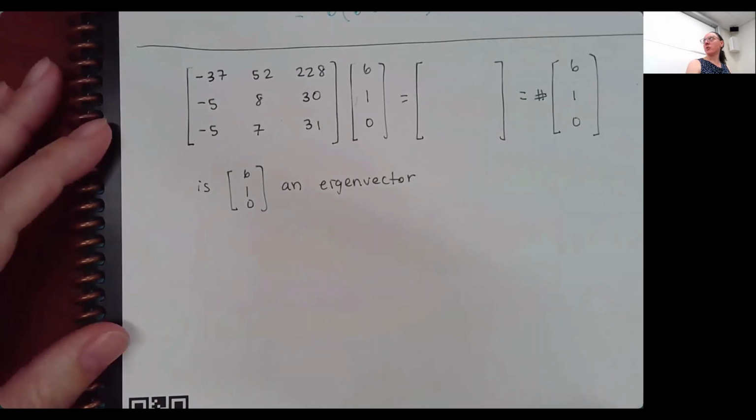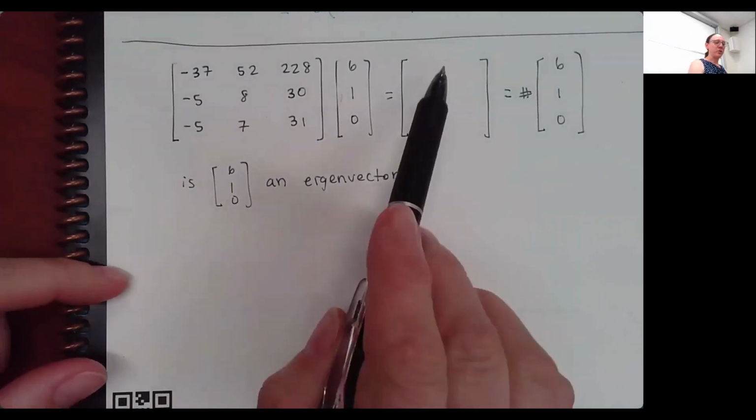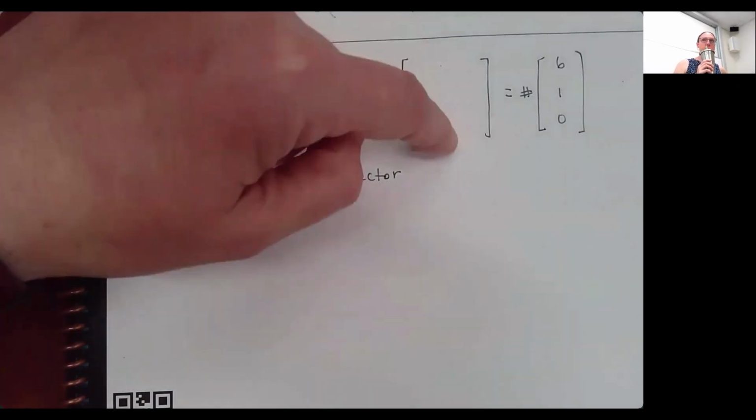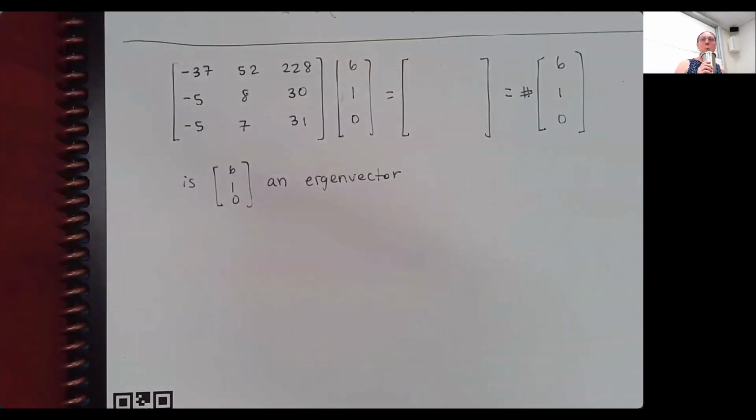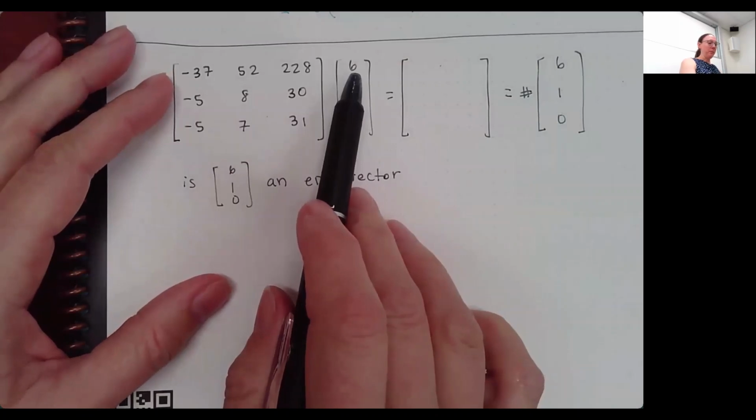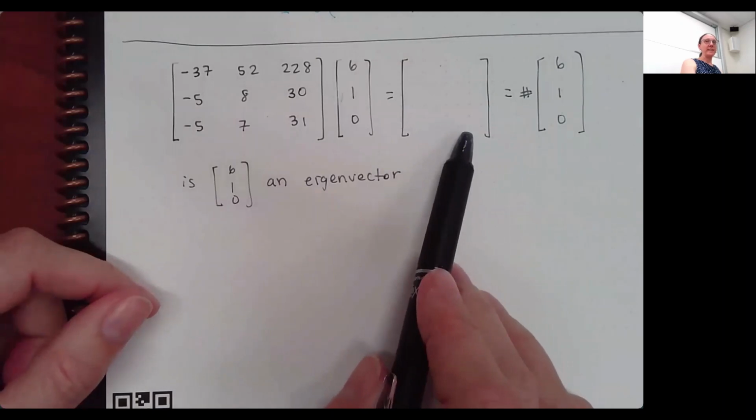Now, if you had to do this, which of the three would you start with? Would you start with the first row, the second row, or the third row? What do you mean? Well, I've got to do the matrix multiplication, right? But I'm going to start with the bottom row, because if I don't get 0, I'm done.